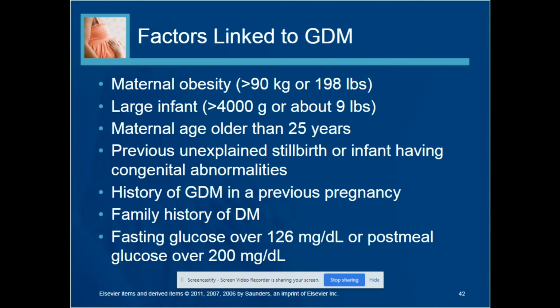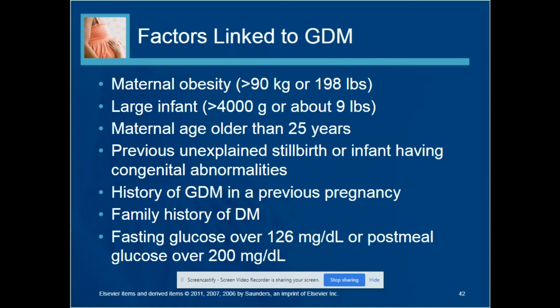These factors are related to gestational diabetes development. So these are risk factors. Maternal obesity, greater than 200 pounds, give or take the woman's height. A large infant. This is an important one. If you have an infant that is greater than 9 pounds, you are highly at risk for gestational diabetes in the future. A maternal age greater than 25 years, previous unexplained stillbirth, or infant having congenital abnormalities.